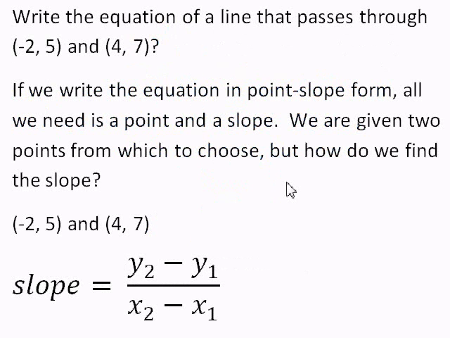Suppose we were asked to write the equation of a line that passes through 2 points, negative 2, 5 and 4, 7. Now, how would you do that? Well, if we write the equation in point-slope form, all we need is a point and a slope. Well, we're given 2 points to choose from, so we can use one of these points for point-slope form. But how do we find the slope? Let's take a look.